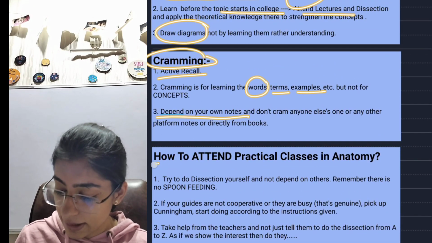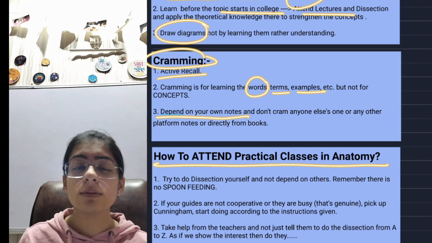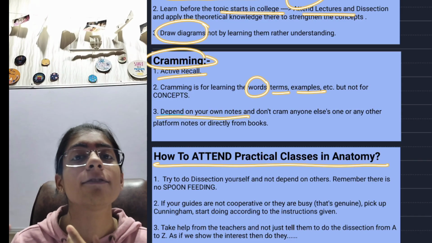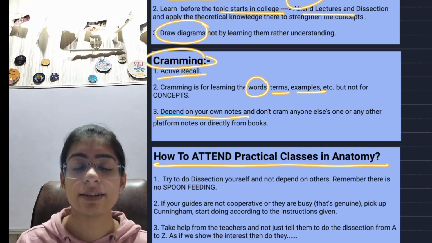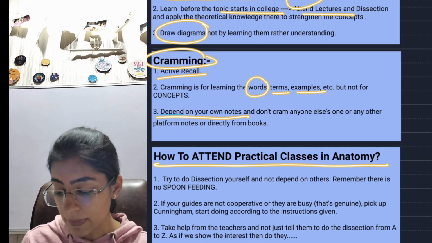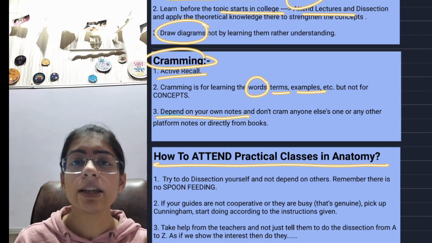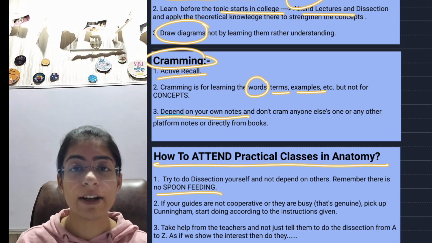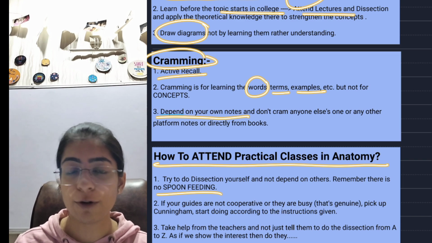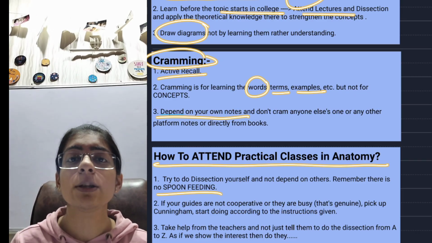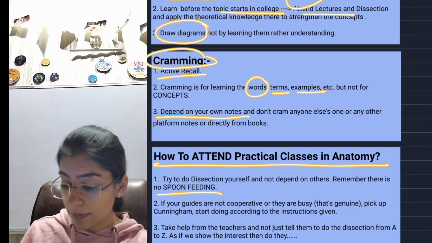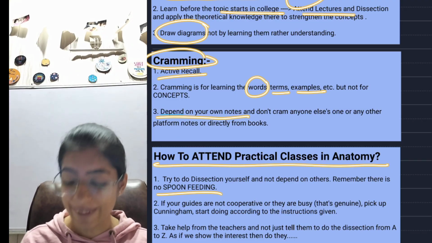Next, how to attend practical classes in anatomy. It is a very nice question, because sometimes the teachers don't have much time to address a class of 150 students at a single point of time, especially in practical classes. So we need to understand their point also. You will not be spoon fed by them at each and every point of the practical class or dissection hall. You need to depend on your own self. Remember that there is no spoon feeding in medical colleges.